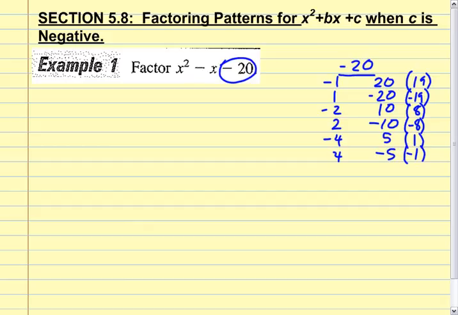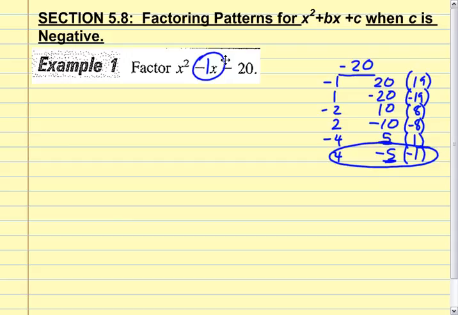Now, I want you to think about this for a moment. Since the middle number is negative 1, that means I want the bigger of the pair to be the negative one. Because when I put them together, I need my answer to be negative. So the bigger number has to be the negative one. If it were positive 1, then I want the bigger number to be positive. Just a little trick to speed things up a bit.